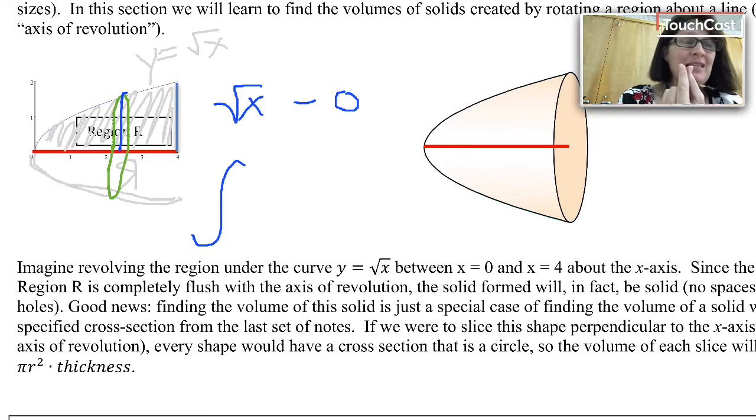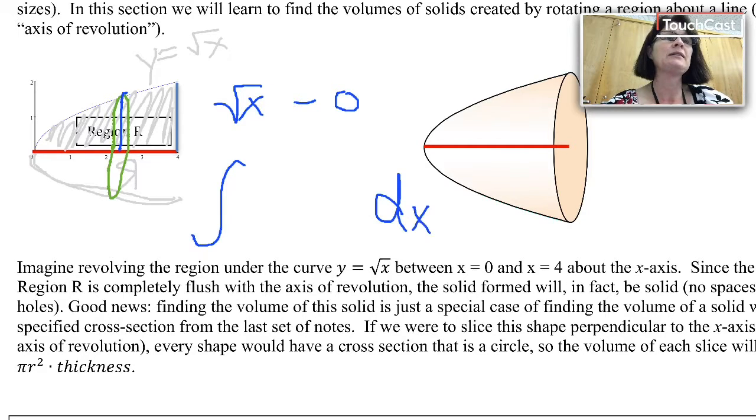The thickness of my slice, the thickness of that green disc, is a very small change in x. So that helps me to see I've had to take slices that are perpendicular to the x-axis. That means the thickness of the slice is a very small change in x. So I'm going to write dx here, which tells me I'm going to have to put x limits on my integral. Well, region R covered x values from 0 to 4.